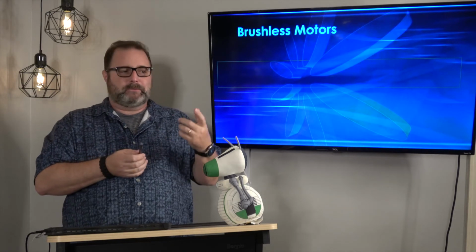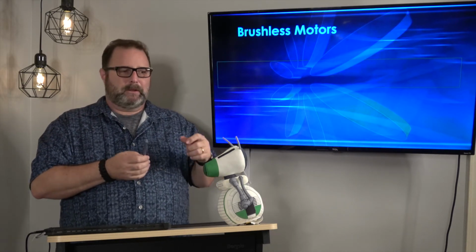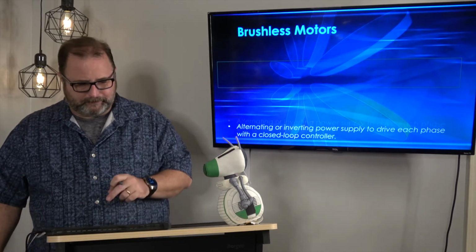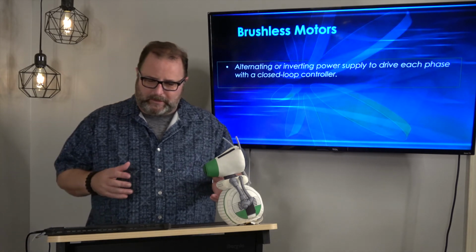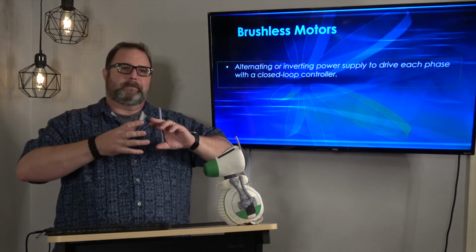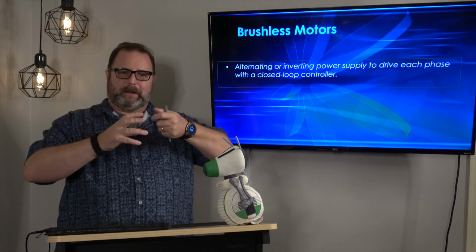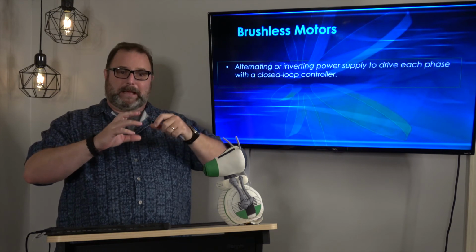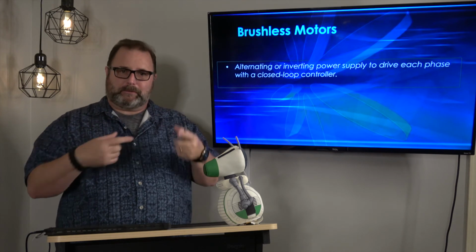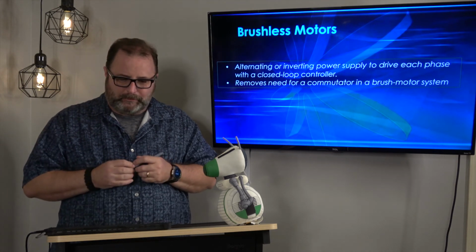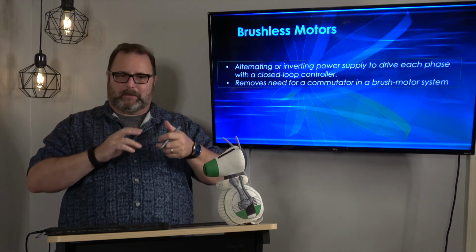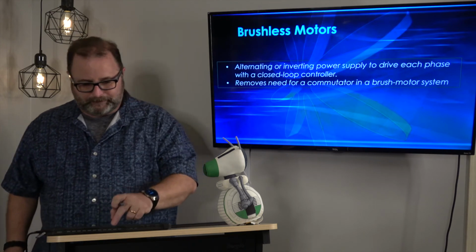If you've ever used an old drill that's plugged into the wall, you'll see sparks when it starts up half the time if it's old and those brushes get worn. So it's alternating or inverting the power to drive each phase of a closed loop controller. So in a brushless motor, you're electronically flipping the power signal like a brush system would, okay? But you're doing it electronically to keep the rotation going, all right? So it removes the need for a commutator, which is the whole brush system that flips the power on a regular motor or an old-fashioned motor, a brush motor, okay?